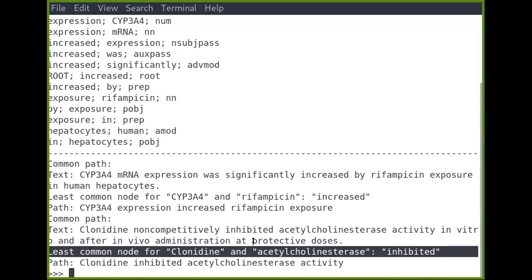So the most important piece of information in this sentence is that clonidine is inhibiting acetylcholinesterase activity. That's the critical idea in this sentence. And that's what your least common node and path is actually reflecting here when you print this out. So this isn't necessarily wrong. It's just giving you a different degree of granularity in description.